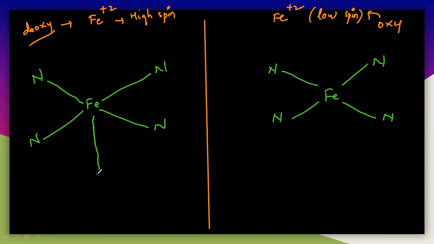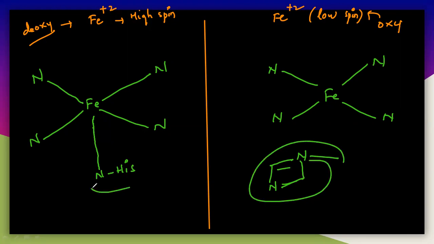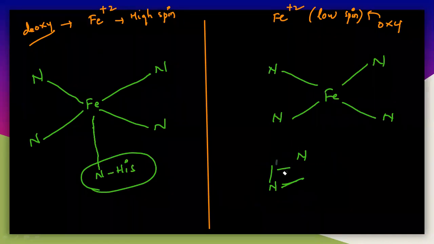Here also there is a nitrogen with a histidine ring. Histidine is an amino acid, and the structure will be like this. I don't want to write the exact structure, but this is one of the amino acids which is linked with the nitrogen. So see what happens here.